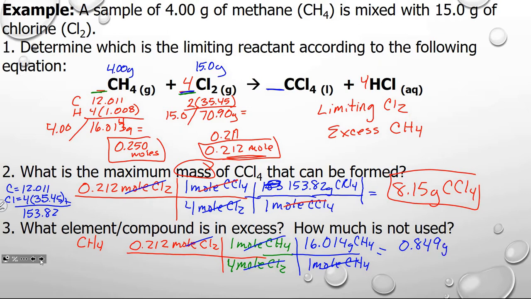We had 4 grams. So to find out how much was not used, we're going to take that 4 grams and subtract 0.849, and we end up with what we didn't use. So 3.151 grams not used of CH4.